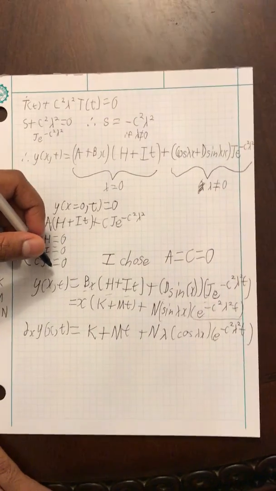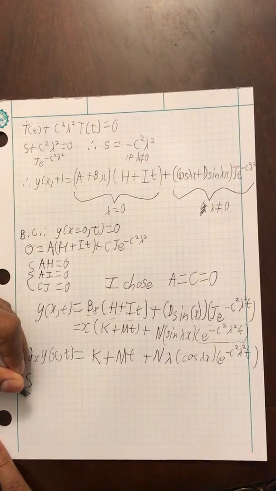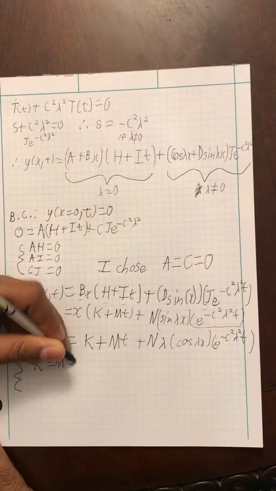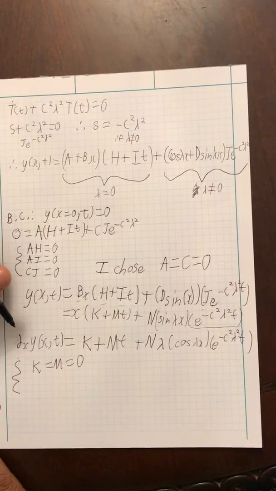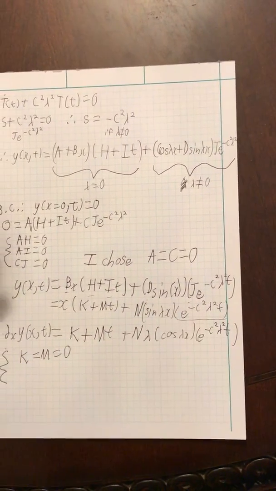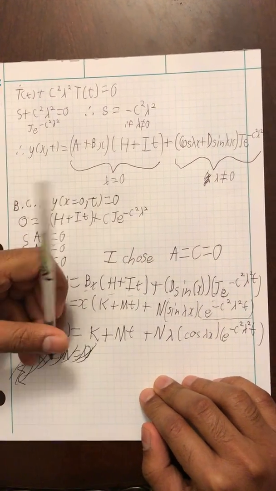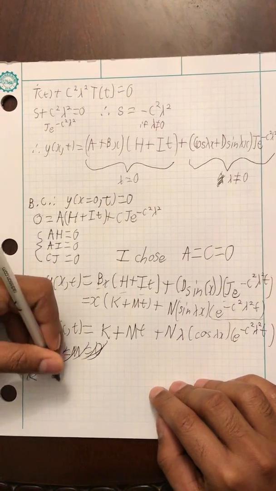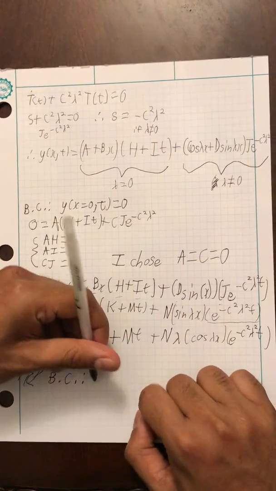Okay, now moving on from here, you can go like this: k equals m equals 0, right? Oh, well, first of all, I should probably plug in my boundary conditions. Sorry, I got a little carried away there. Having too much fun, I guess. Okay.